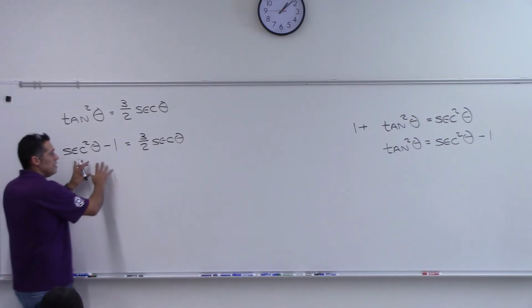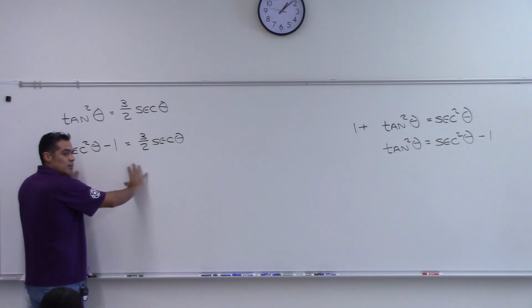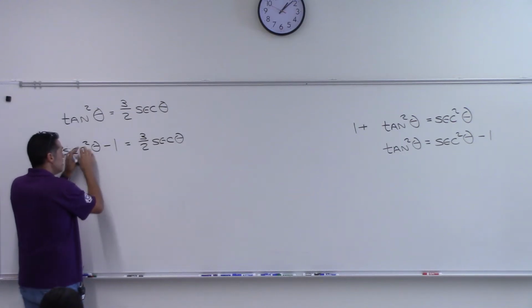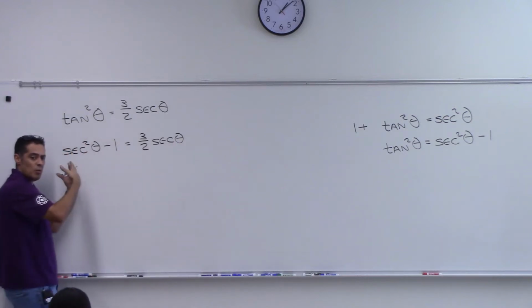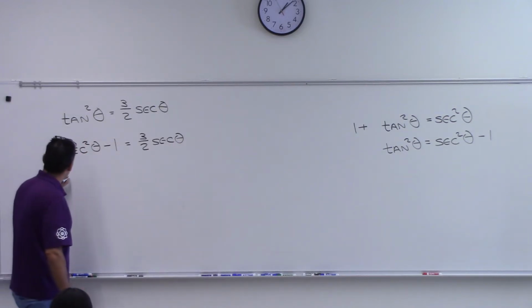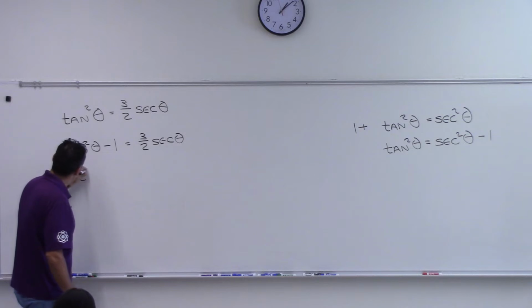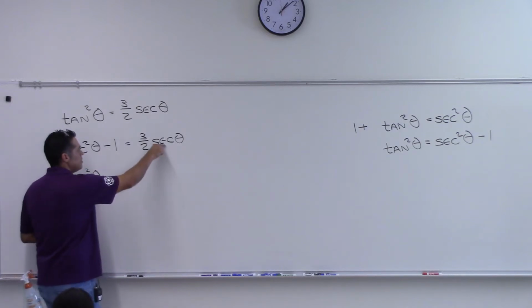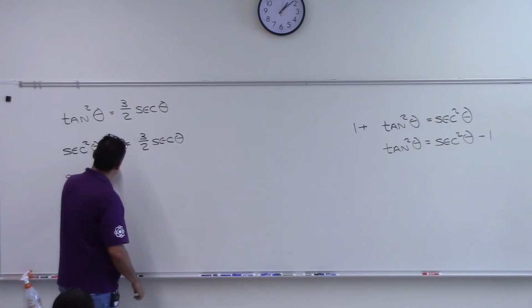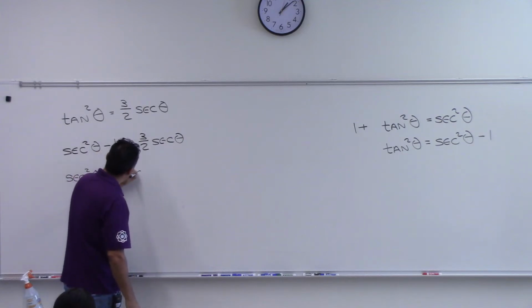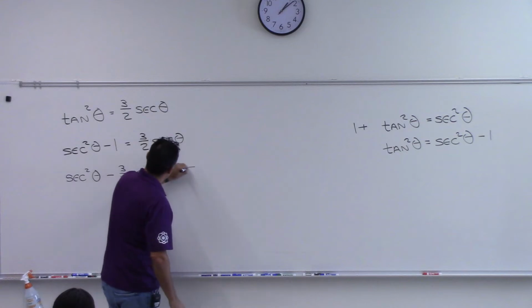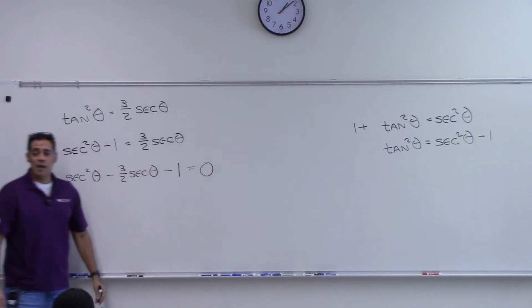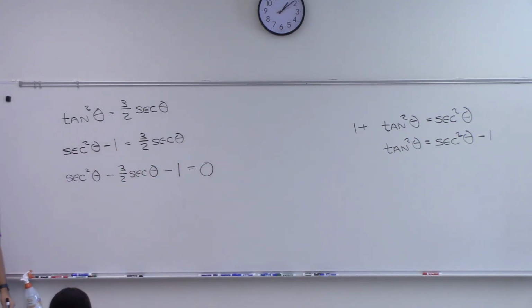Now this looks like a quadratic equation in secant, because I've got a secant squared, I've got a secant over here, I've got a number. So I'm going to bring everything to one side. Is that what you did? Okay, you should have secant squared theta, and we bring this to this side, so we have minus 3/2 secant theta, and then we still have a minus 1 here, equals 0. So all I did there was subtract 3/2 secant theta on both sides. We clear?